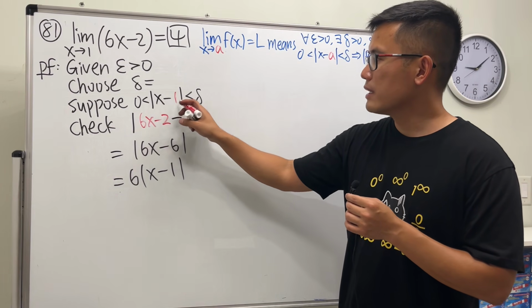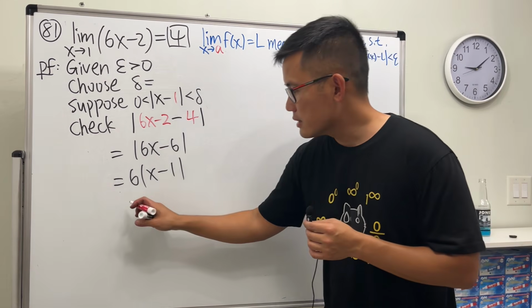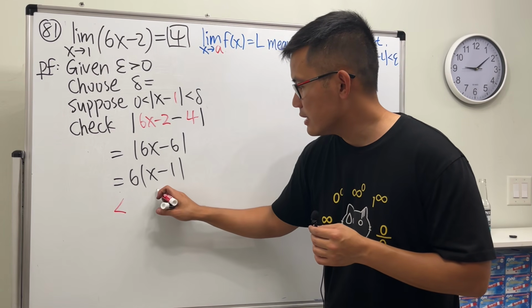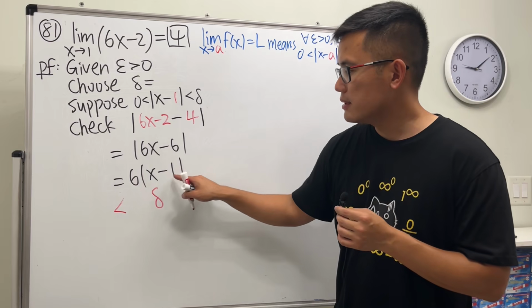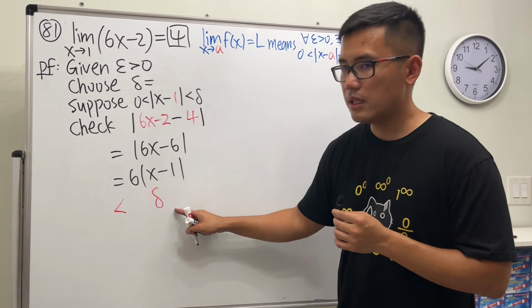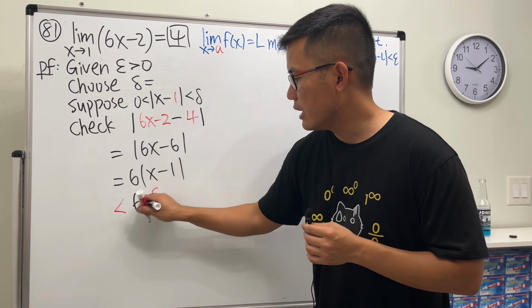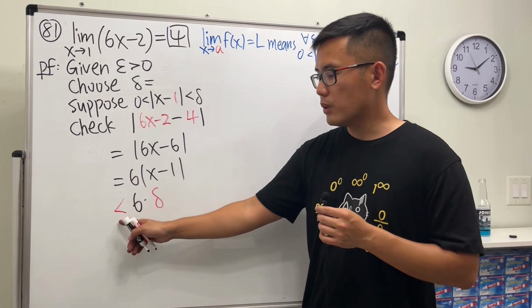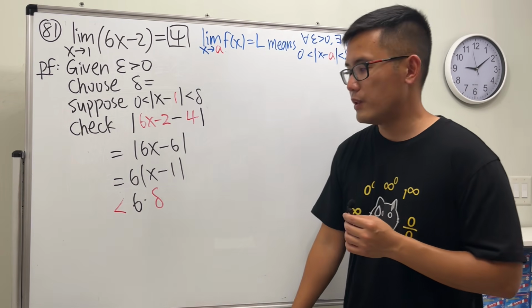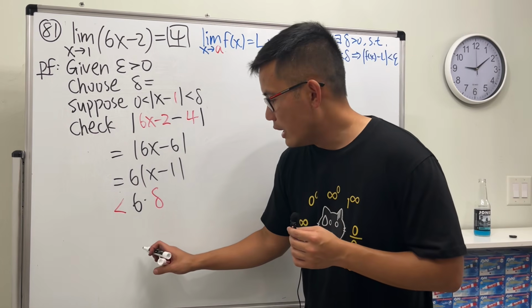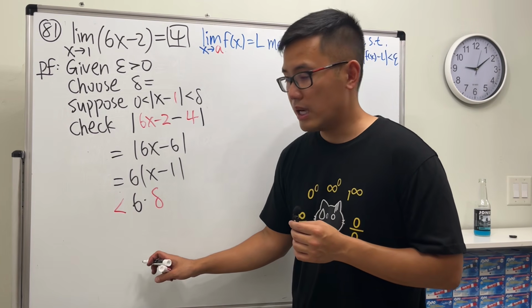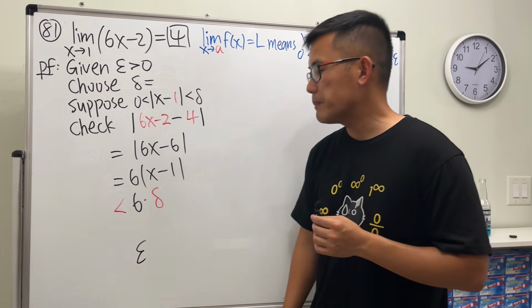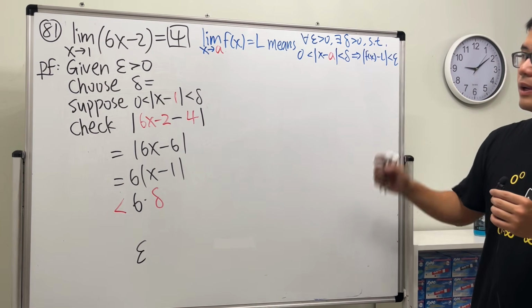Absolute value of x minus 1 is less than delta. So we can say that this right here is less than delta. We replace this absolute value with less than delta, but we still have the 6 at the front. So you see, we create this inequality, the less than that we want. Very nice. But keep in mind though, at the end, we want to end up with what? We want to end up with just epsilon.